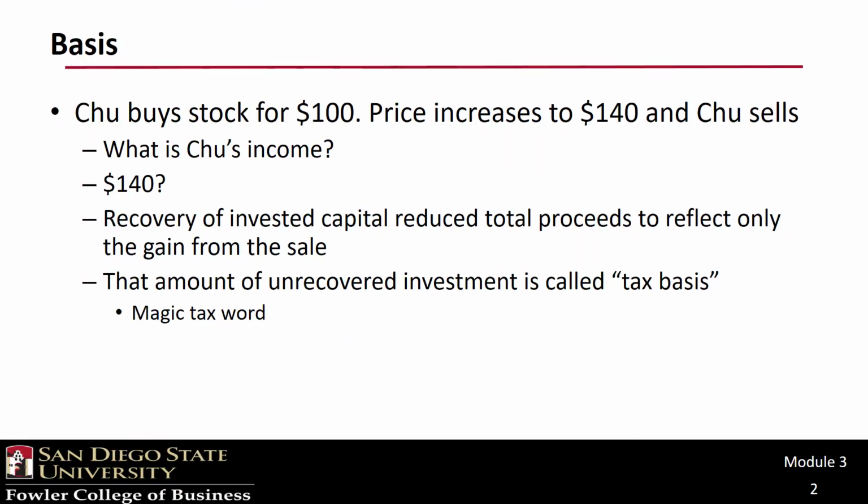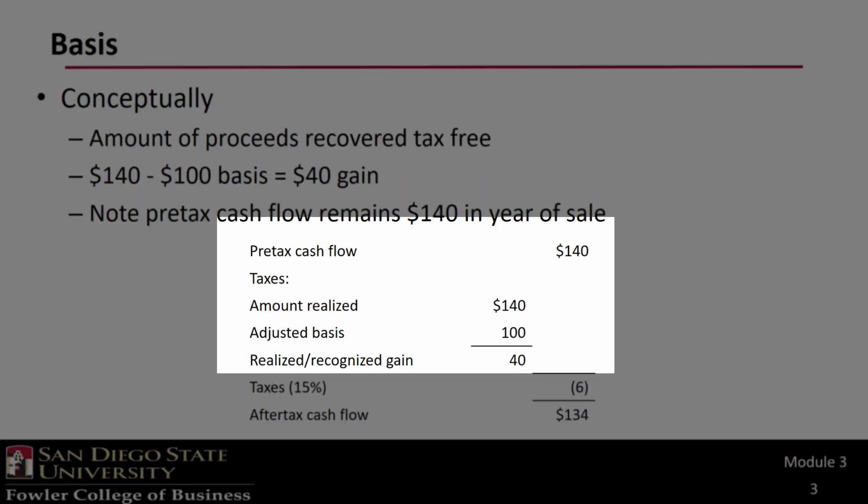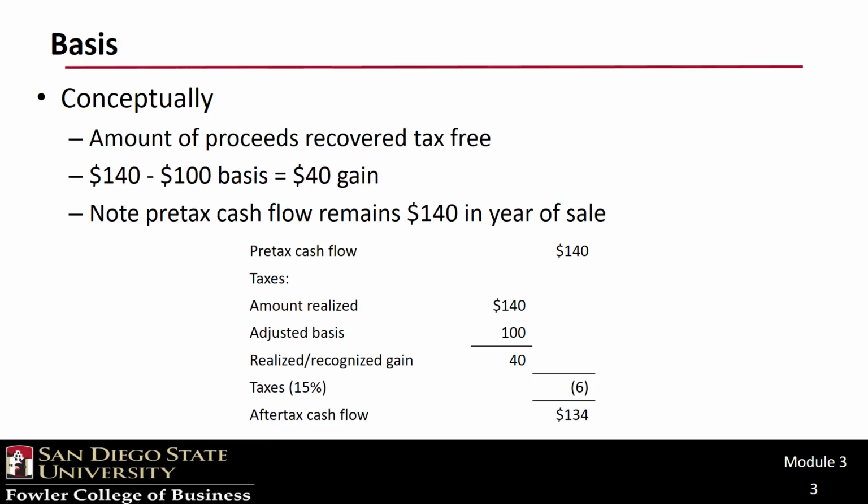We start with Chew, who managed to buy stock for $100. A short time later, the price of the stock increased to $140. Even though Chew is going to receive $140, we know by now that Chew's income is not $140, but rather only $40. And this is thanks to the concept of basis. When we compute the gain, we are permitted to deduct our basis from the proceeds to calculate the gain, and the tax is only on the gain.